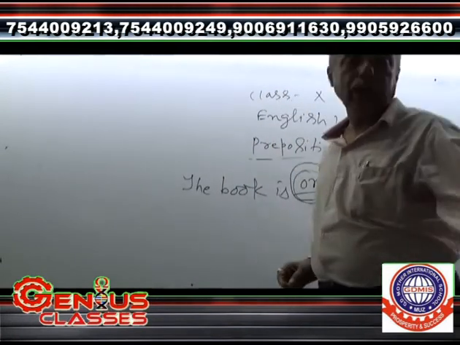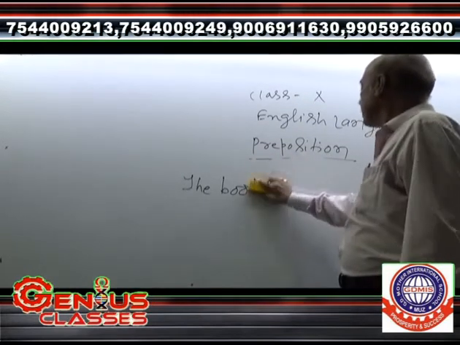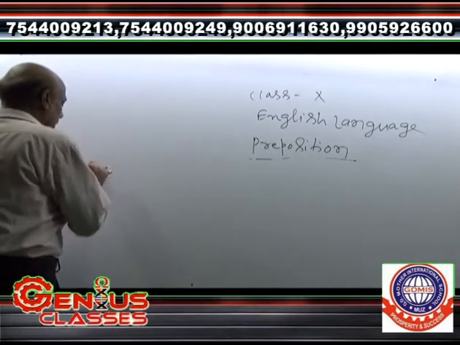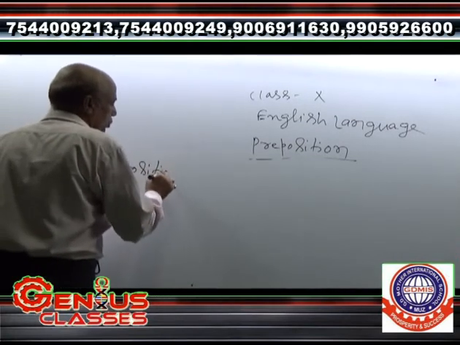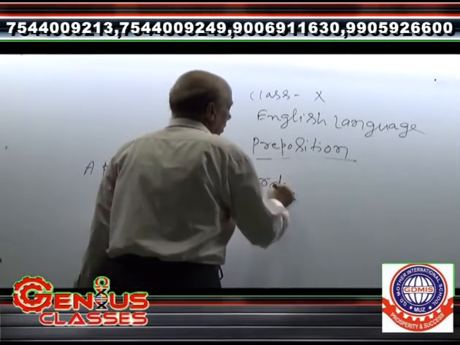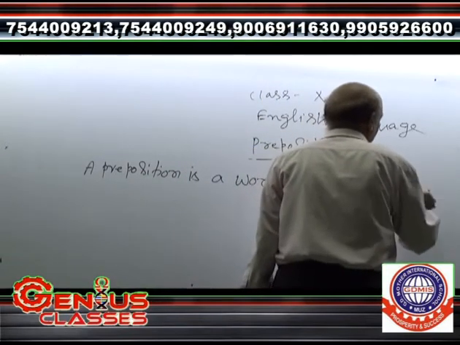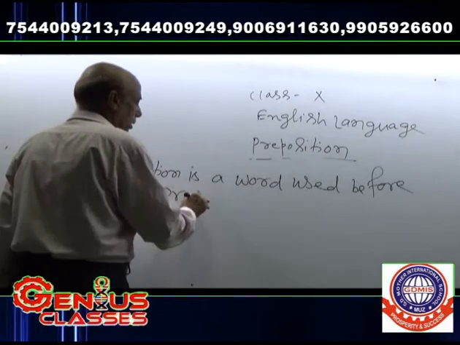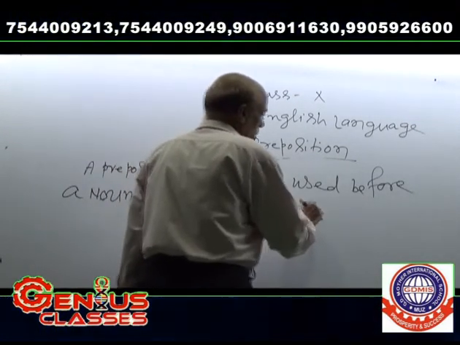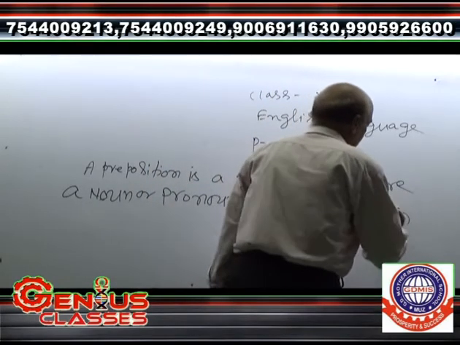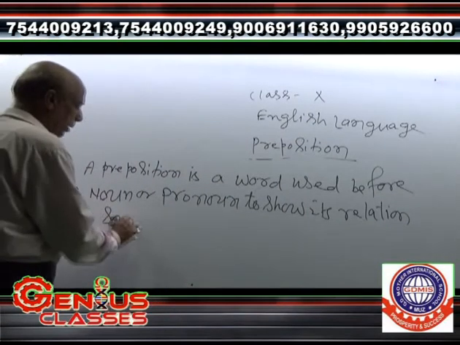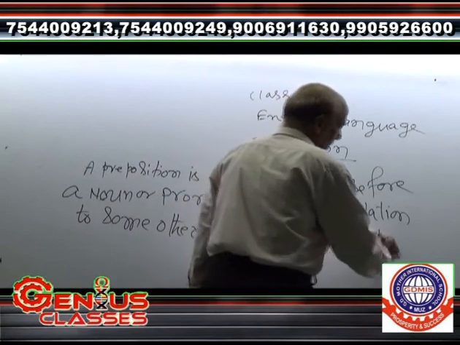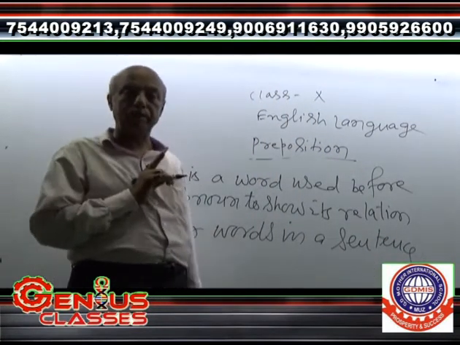Thereafter, I am going to teach you the definition of preposition. What is the definition of the preposition? How does it make the sentence meaningful? Here, I am writing: a preposition is a word used before a noun or pronoun to show its relation to some other words in a sentence. I have given an example just now by using the preposition "on".